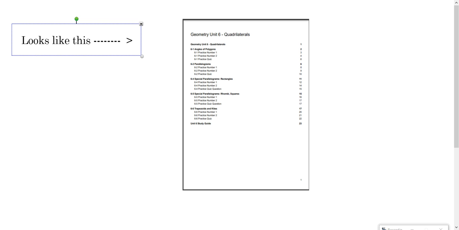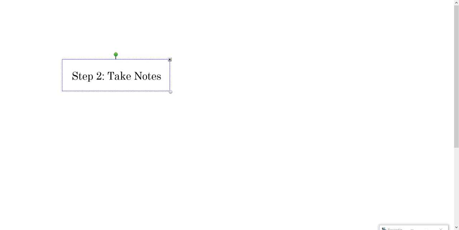Geometry Unit 6 quadrilaterals. Go get one. It's on my back desk, on that little desk right by the wall, by that lamp. Go grab a packet. All right. Pause the video till you have it. All right. I'm going to assume you've got it now.